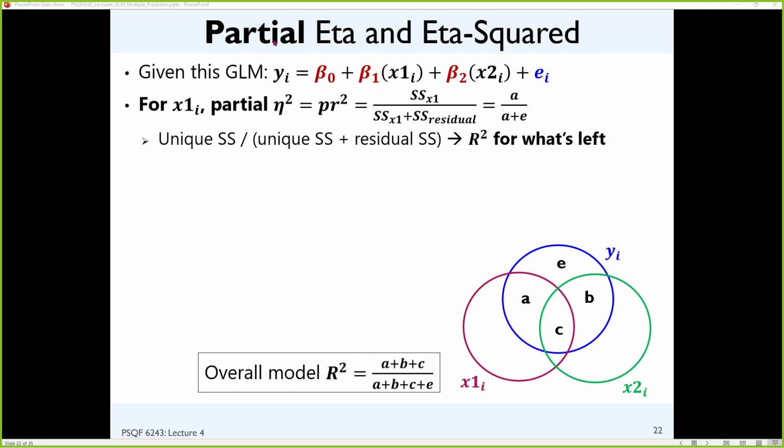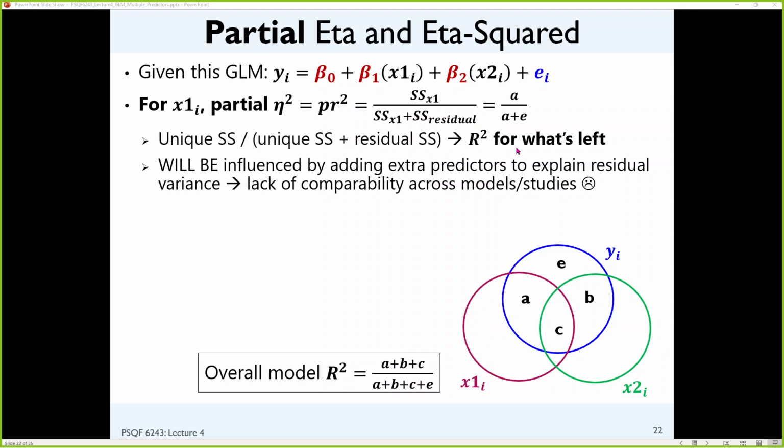This is partial eta and eta squared. So this one ignores what the other predictors did. It's only focused on the contribution of this predictor relative to the residual variance. So areas B and C are not part of the story. So this is how much of the R squared that would be left over, that's eligible, did this predictor get. So this means partial eta squared is going to be influenced by what else is in your model. And that means they're not comparable across different studies that use different models with different stuff in them.